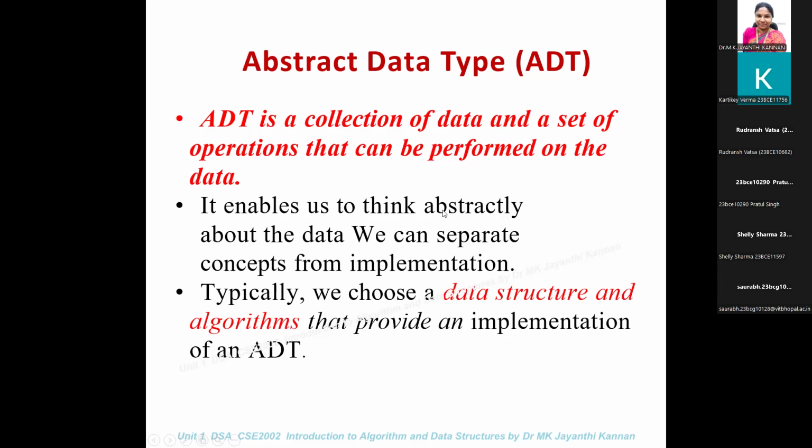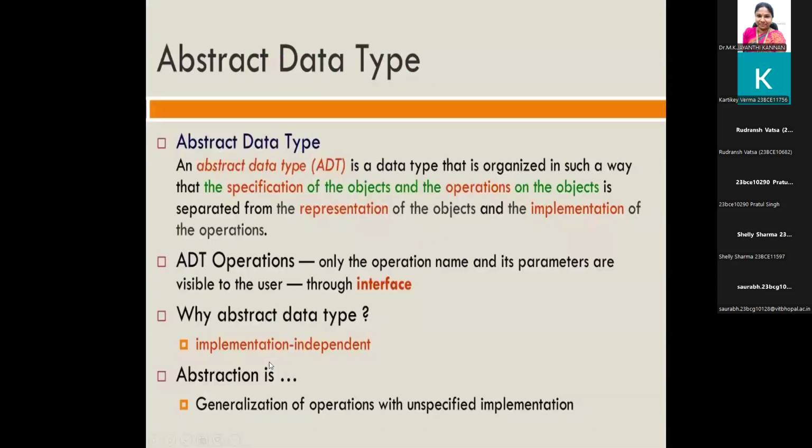It enables us to think abstractly about the data. We can separate concepts from the implementation. So the implementation part is hidden from the end user. Only the abstract things are shown to the end user. Typically, we choose a data structure and algorithm that provides an implementation of the abstract data type. So in data structures and algorithms also, the implementation is hidden from the end user. We are giving the input and we are retrieving the output.